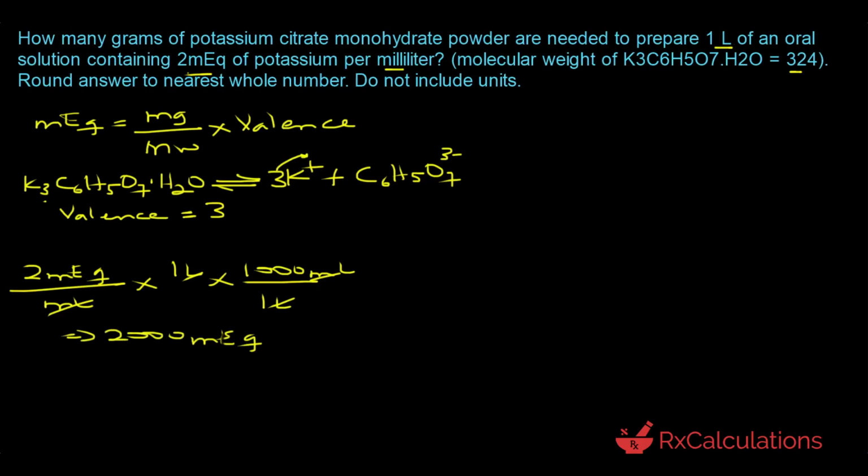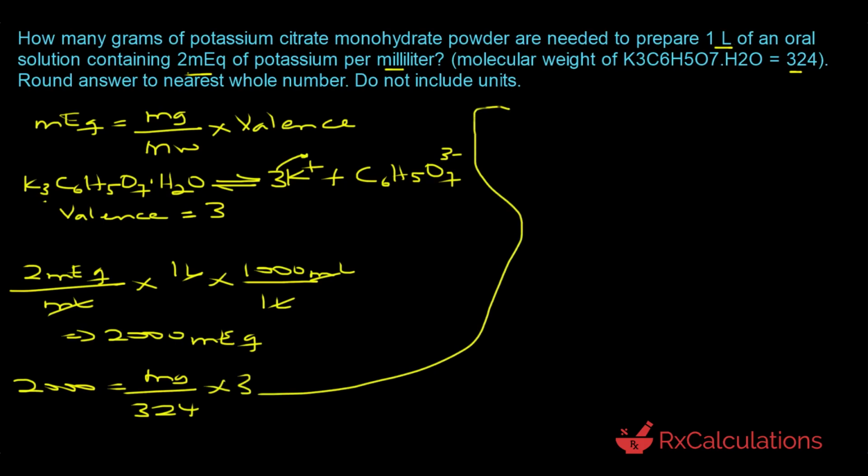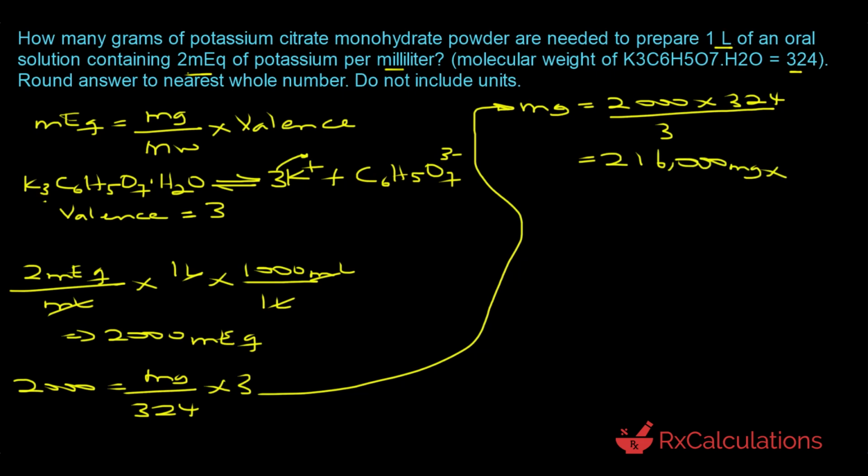So we can substitute all these values into the equation, and we are going to have 2,000 equals the quantity in milligrams over 324 times the valence, which is 3. And so your milligrams is going to be equal to 2,000 times 324 divided by 3. Now that's going to be equal to 216,000. And notice that this is milligrams and we need to be in grams. That's what the question is asking for. So we do a quick conversion. 1,000 milligrams is 1 gram. And so that goes away, that goes away. And then your answer is going to be 216.